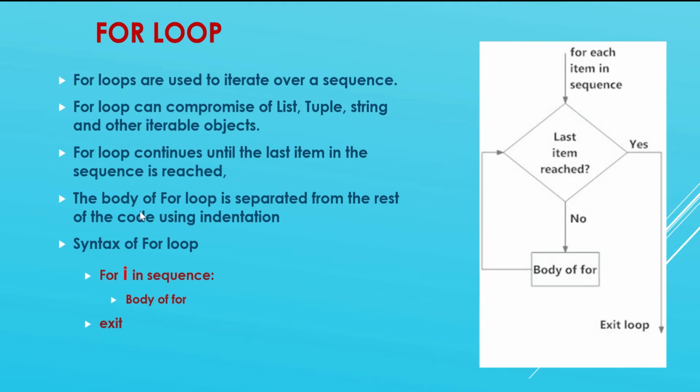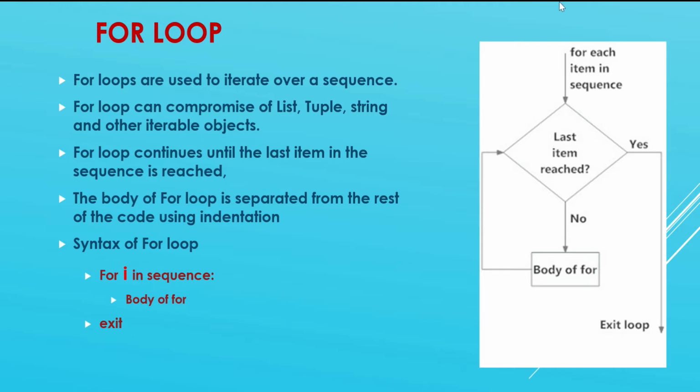The body of the for loop is separated from the rest of the code using indentation, and this is something we have already seen in the other examples of control flow, the if statement, elif statement, and else statement. The body of those statements was separated from the other part of the code with the help of indentation. The syntax of the for loop is: for i in sequence, and then the body of it, and when that is done, it will exit.